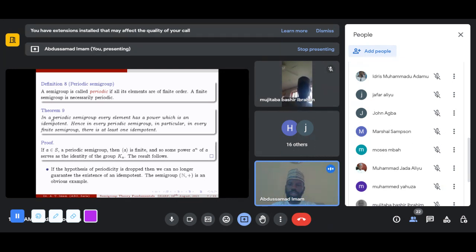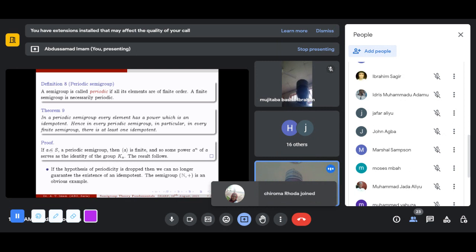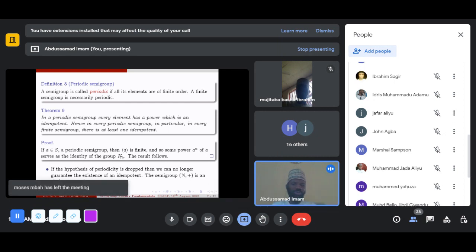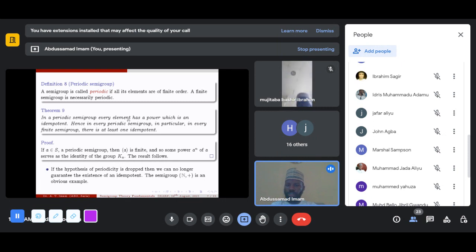So here, theorem 9, we say in a periodic semigroup, every element has a power which is an idempotent, because every element is of finite order. Corresponding to every element A, the cyclic or monogenic subsemigroup has a kernel, and the kernel is a group. So one member of the kernel, which is a power of A, will act as the identity. And if it is the identity, its square will be equal to itself. So that will be the required idempotent that we are looking for. Therefore, there is always a power of every element in a monogenic semigroup that will be an idempotent. This is the content of this theorem.